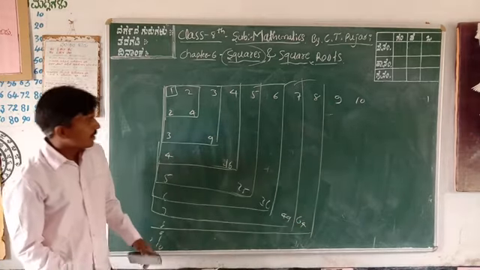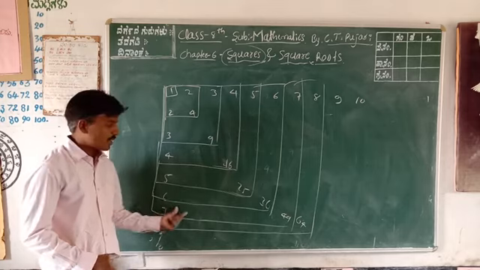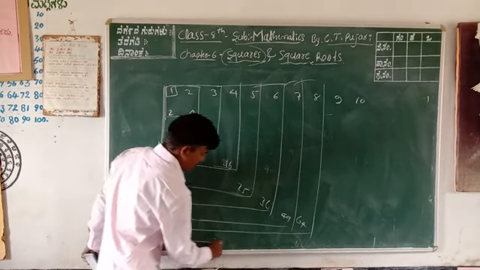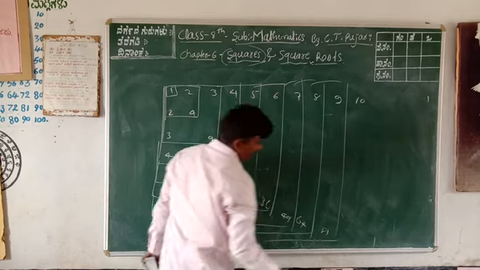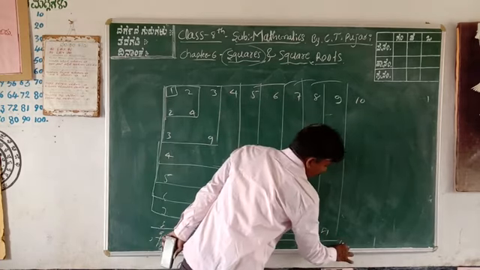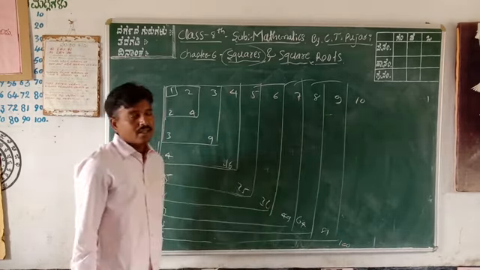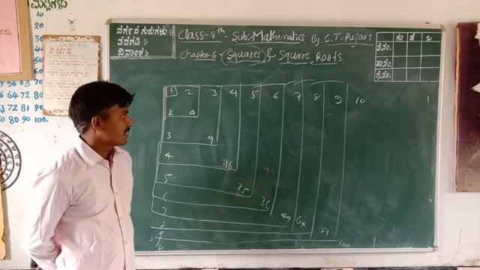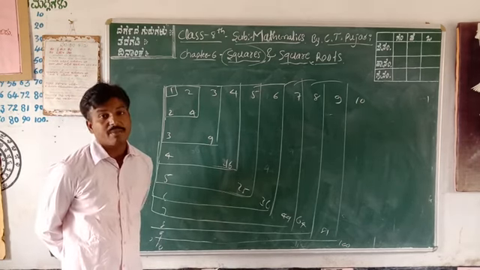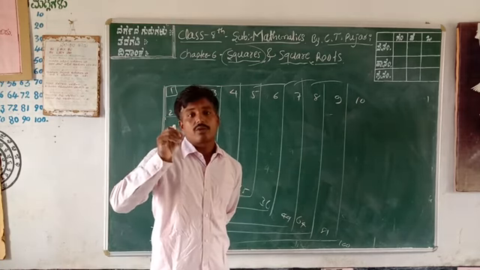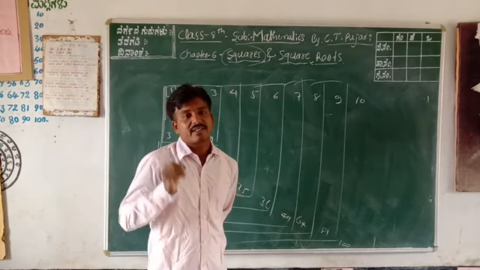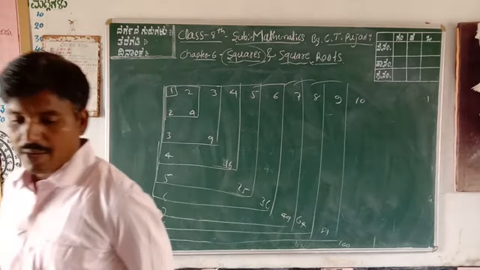Again, 9 nines are 81, also a square number. The last one is 100, also a square number. These are the square numbers. You can study more square numbers and also practice at least 1 to 30 square numbers perfectly. Got it? Next one is what? Square roots are here.